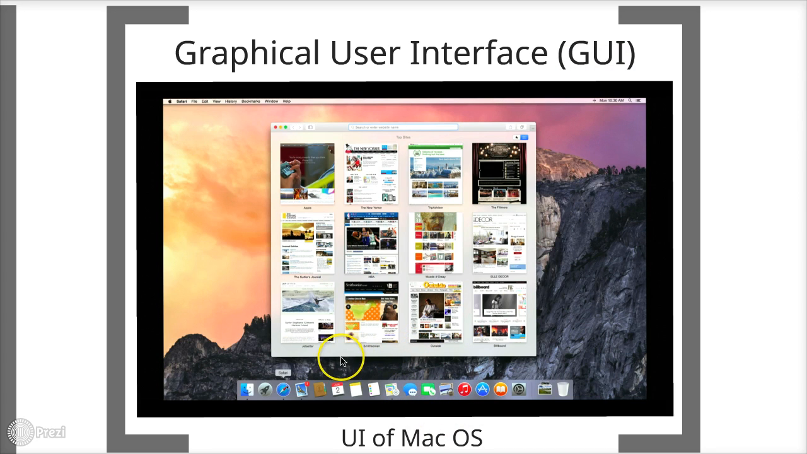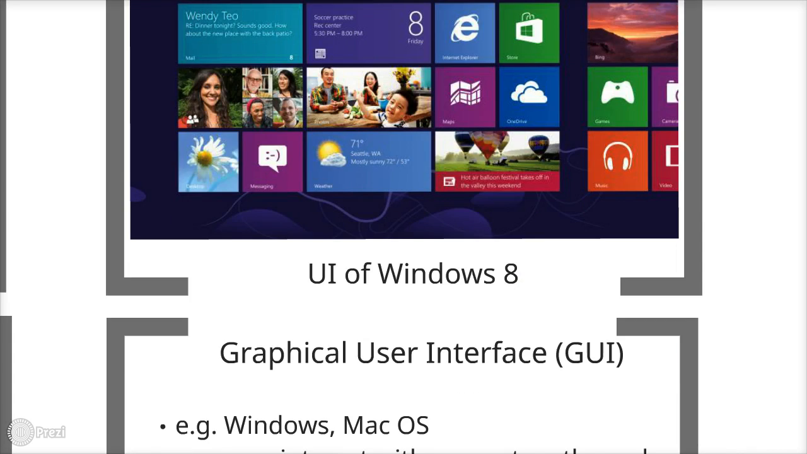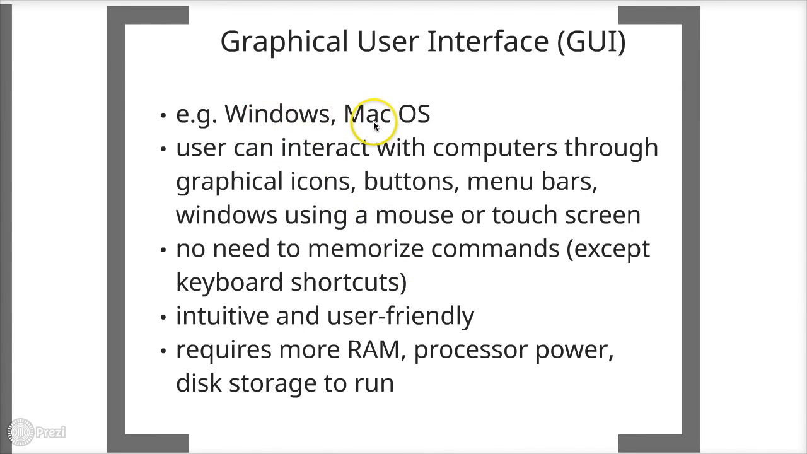So, for example, this is the UI of the Mac OS, Macintosh operating system. So this is composed of graphics, icons, and you can use the mouse to control the cursor or open an application. So this is a very useful or easy to use user interface. So this is the UI of Windows 8. So again, it is full of icons, shortcuts, and you can also see the graphics displayed on a colorful screen. So these are the two typical examples of a graphical user interface, Windows and Mac OS.